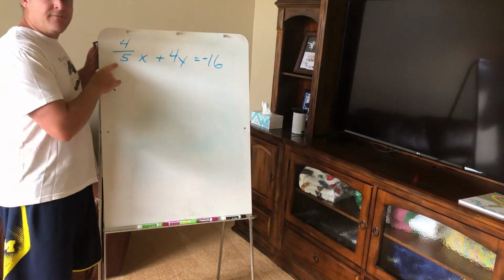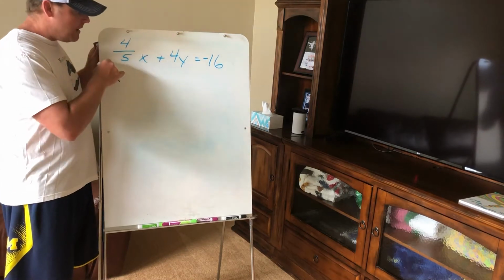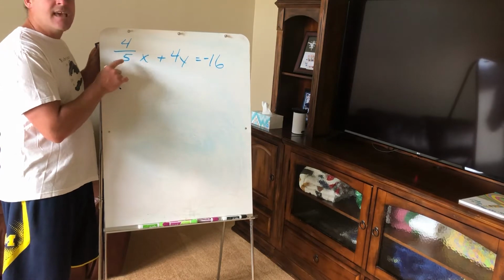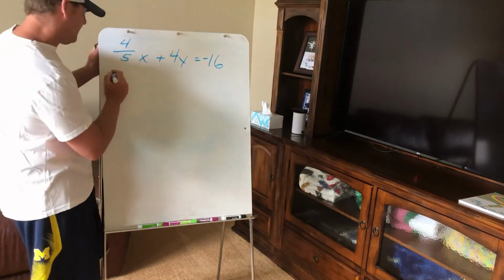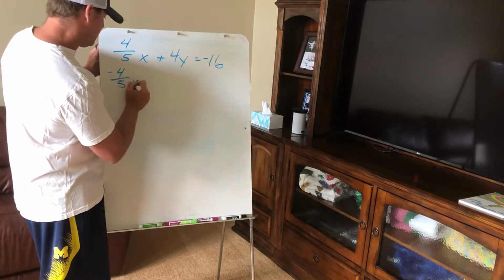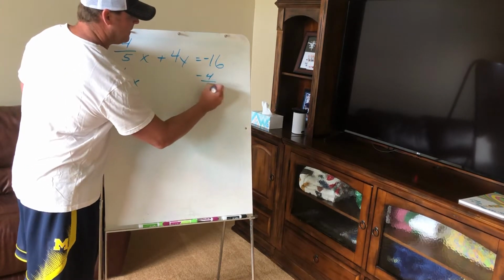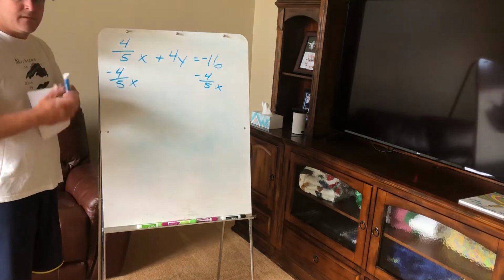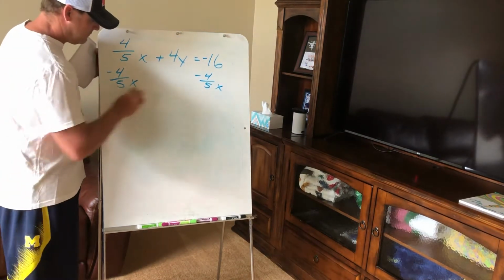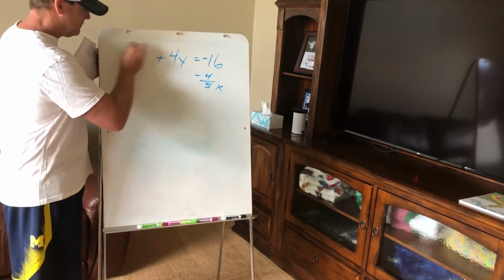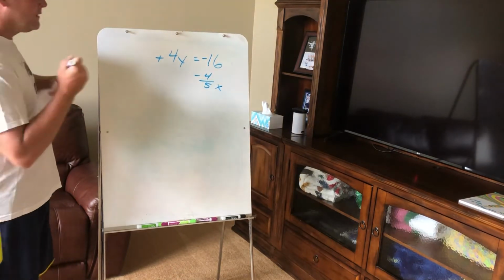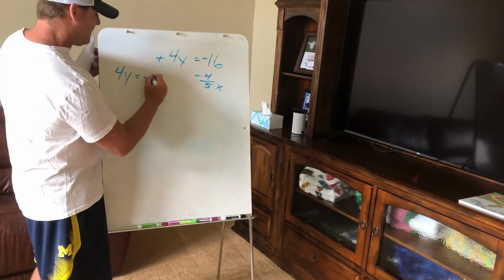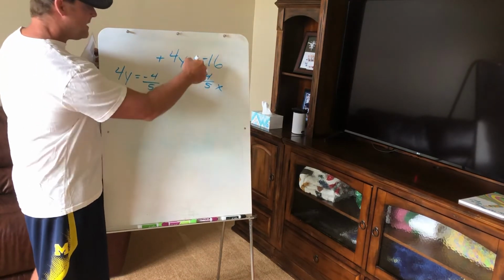We have a positive 4/5 x being added to the 4y, so we have to get rid of the 4/5 x. And since it's positive, the opposite is a negative. Positive 4/5 and a negative 4/5 make 0. So now we are left with a positive 4y, a negative 4/5 x, and a negative 16.